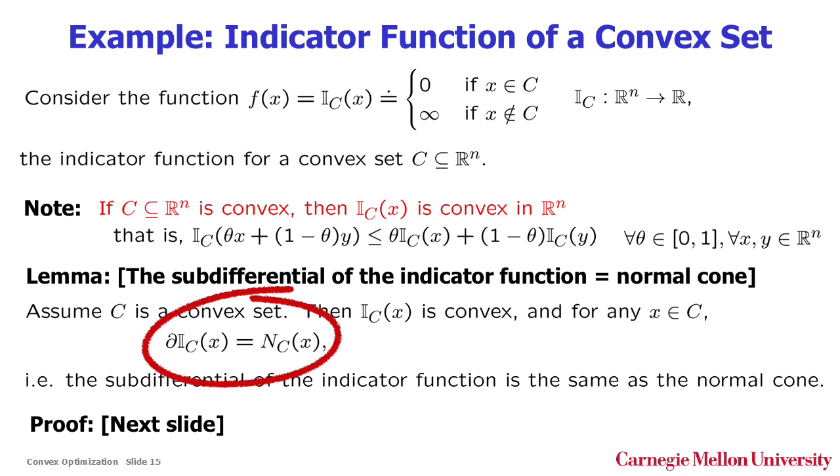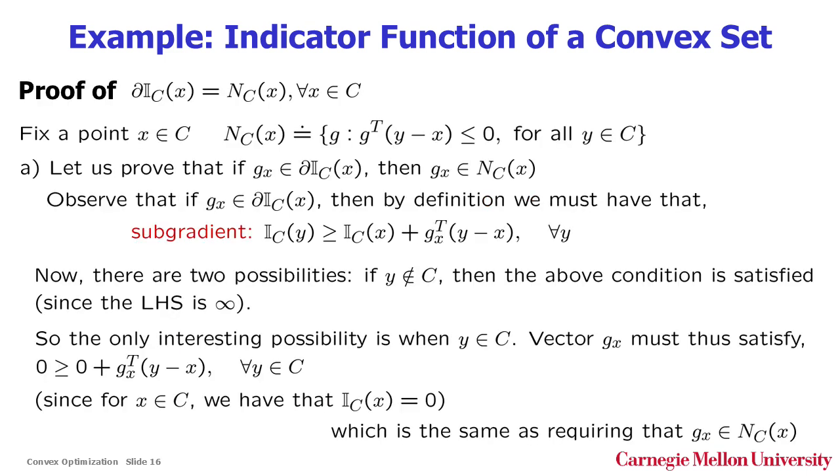The main lemma that we will prove is that the subdifferential set of the indicator function at the point x is the normal cone at x. In other words, the subdifferential set of the indicator function is the same as the normal cone. We want to prove that when set C is a convex set and x is a point in set C, then the subdifferential of the indicator function of set C at x is the same set as the normal cone at x. The proof has two parts.